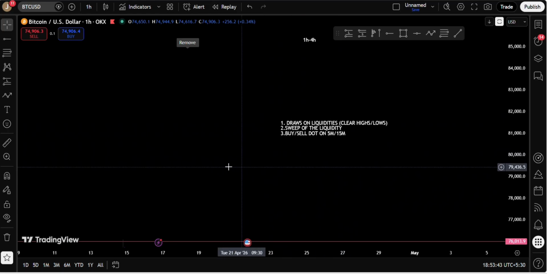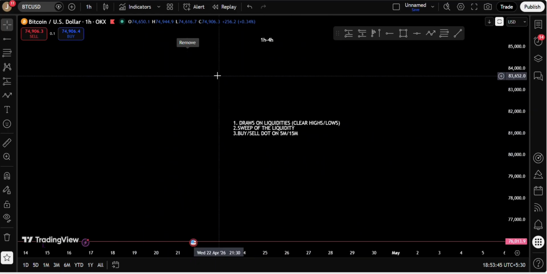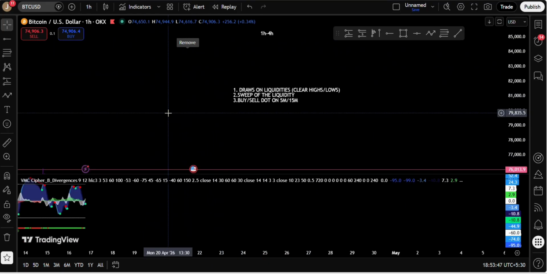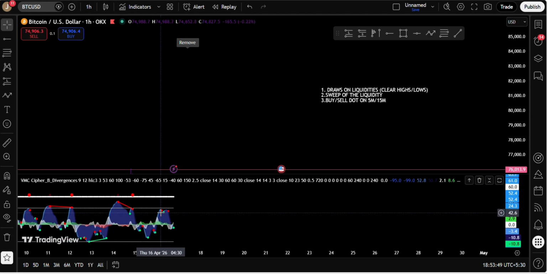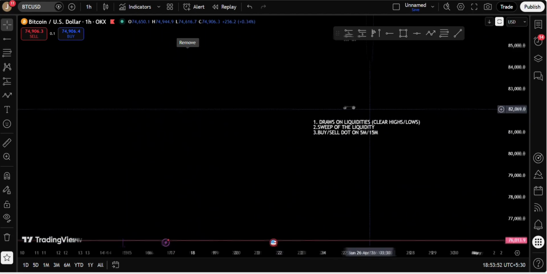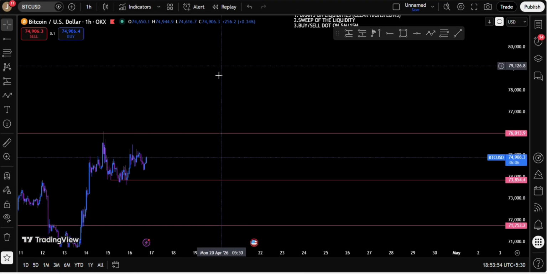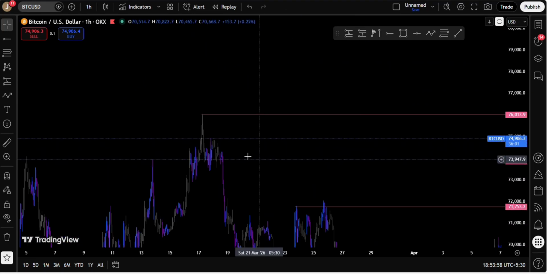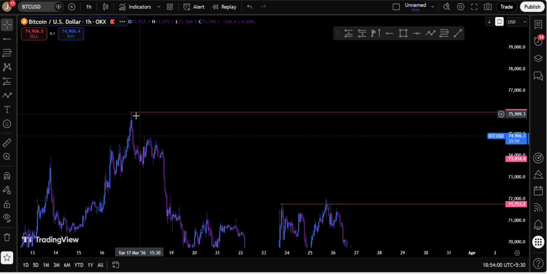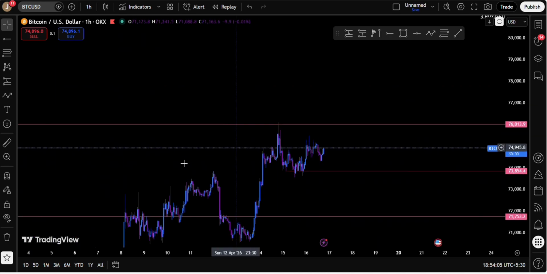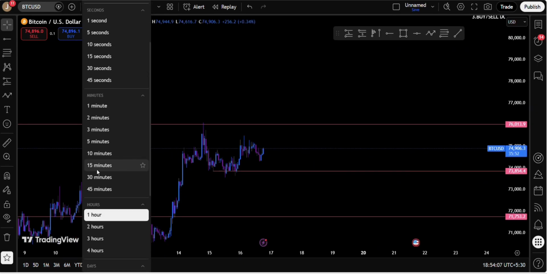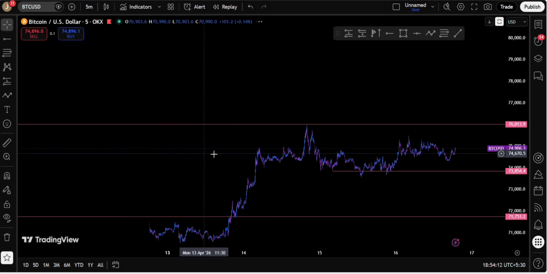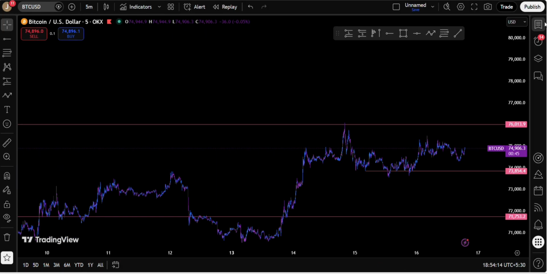Then the third step is to look for the buy or sell dot on the indicator. These are the only three steps we're looking for. So I would like to go through quick examples here. The first example is a clear high that I saw in Bitcoin, and I marked it out here, and then I simply opened up the 5 minute time frame. You can use 5 and 15 minute both according to your preferences.